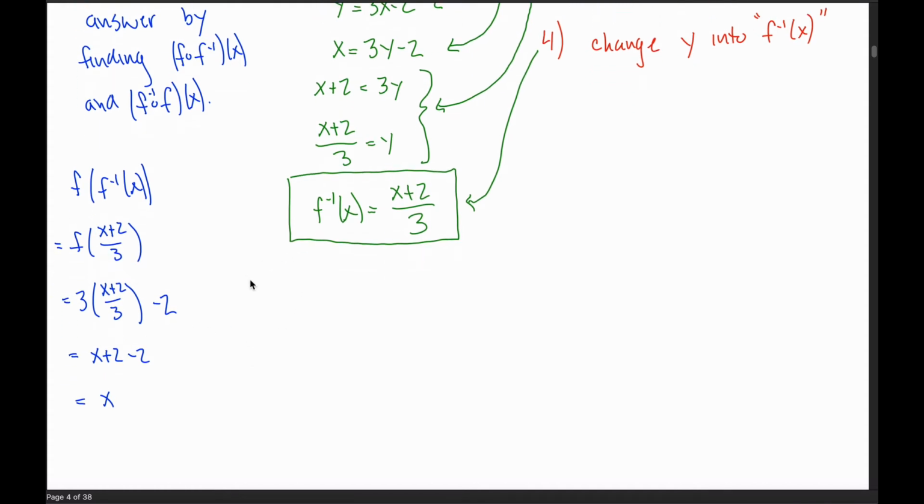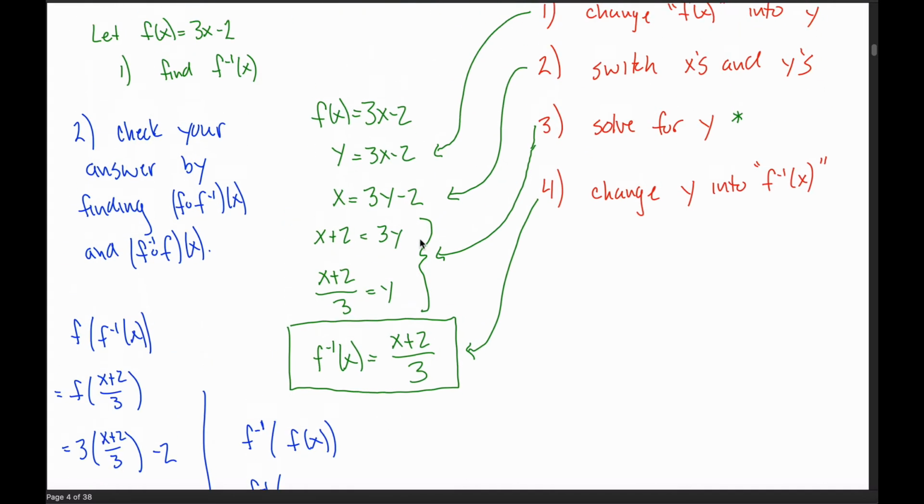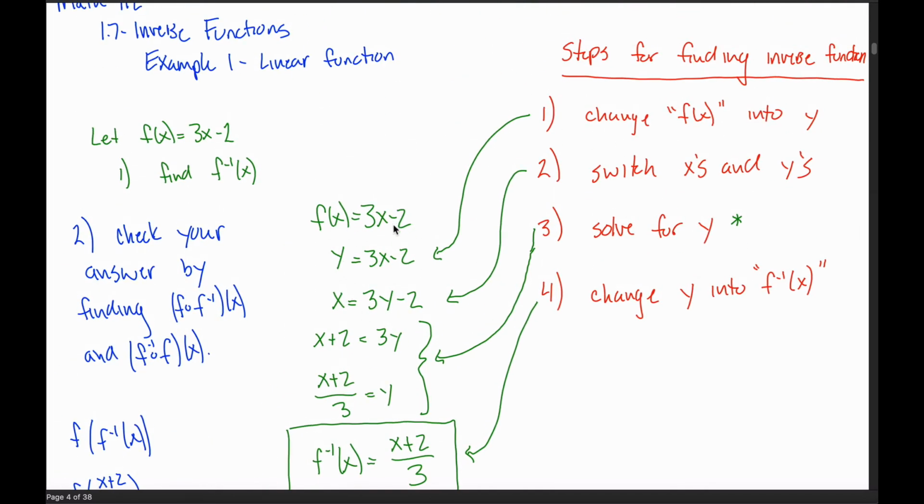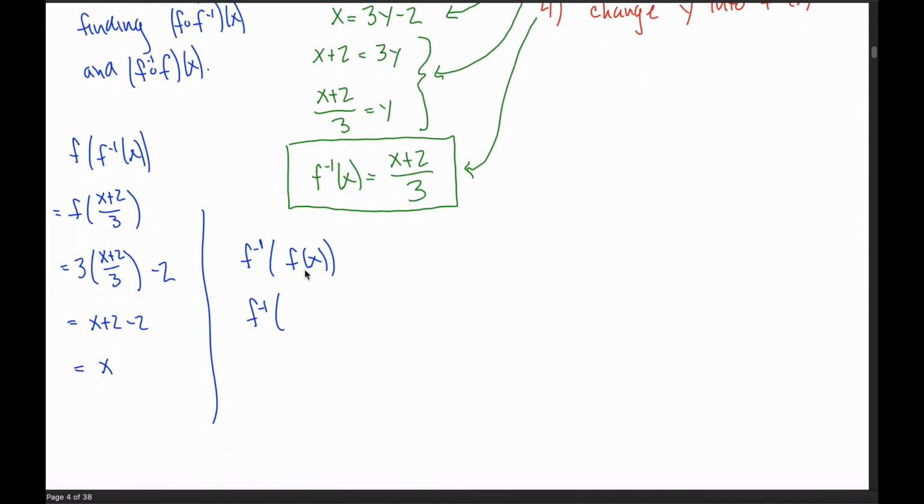But just for the sake of demonstration, I want to point out that you could also compose those functions together in the other order. I could figure out f inverse of f of x by doing the same thing that I did before. Start working from the inside out. So instead of replacing f inverse of x with what it's equal to, what I'm going to do is replace f of x with what it's equal to. Up here I wrote f of x equals 3x minus 2, so I'm going to replace this f of x with 3x minus 2.